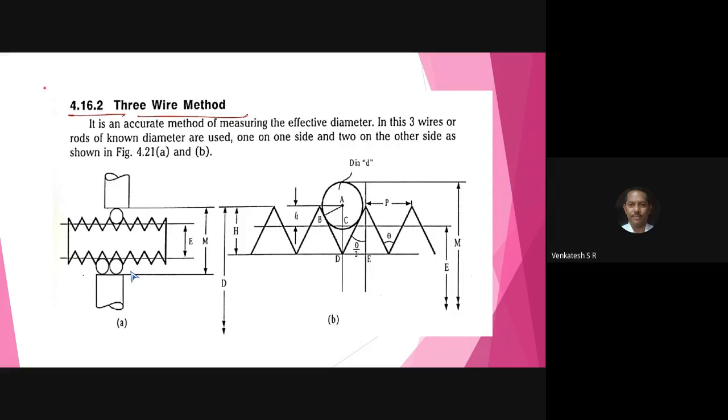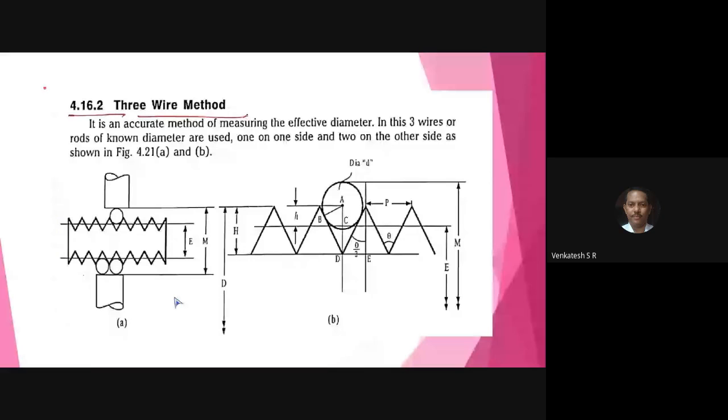Once again, first write the thread profile like this, then show the letter E that indicates the axis, that indicates the effective diameter, which is used for fixing of bolt in case of internal thread. If it is external thread, fixing of nut on the bolt.